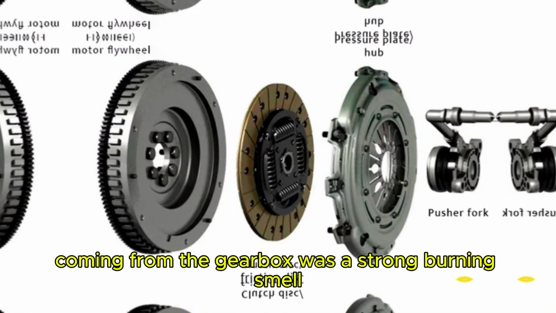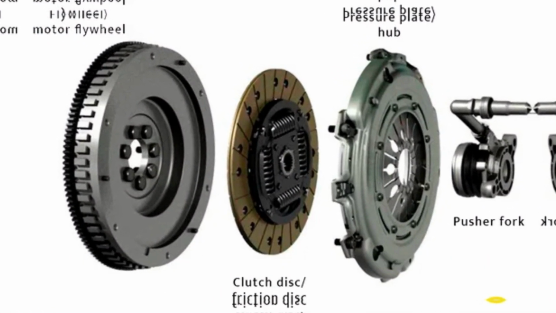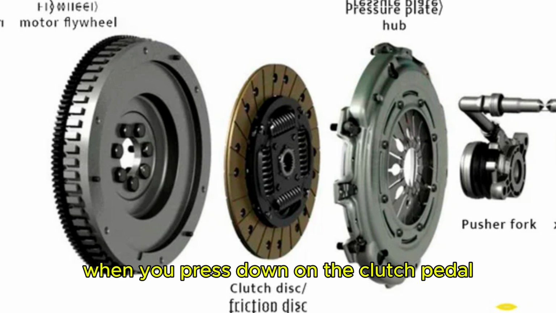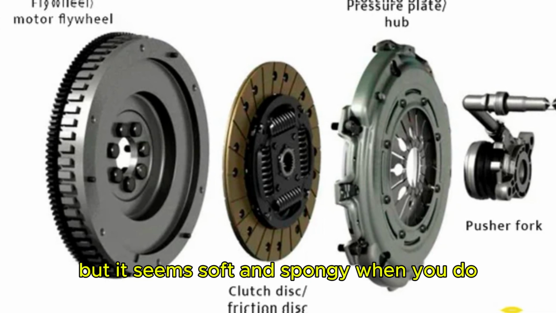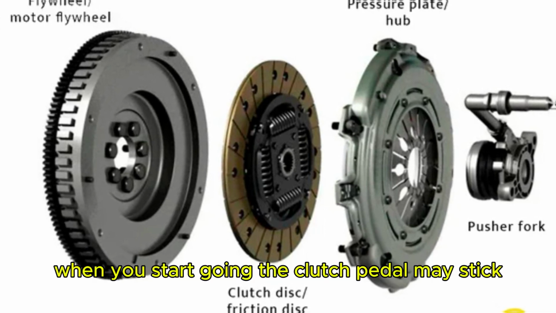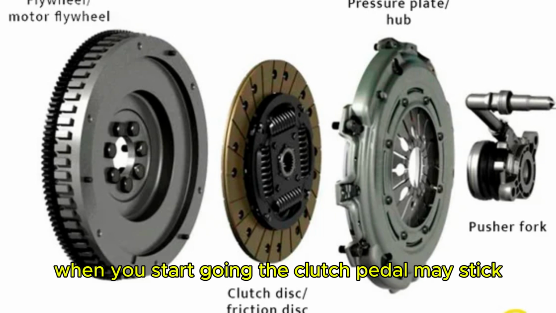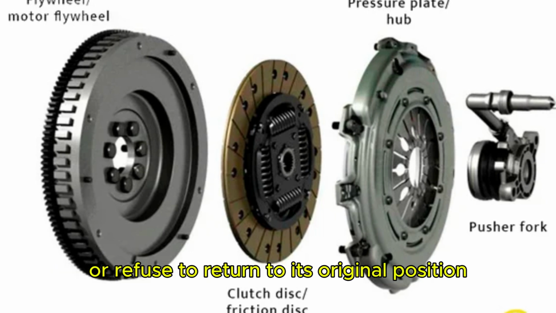Coming from the gearbox was a strong, burning smell. There should be some resistance when you press down on the clutch pedal, but it seems soft and spongy when you do. When you start going, the clutch pedal may stick or refuse to return to its original position.